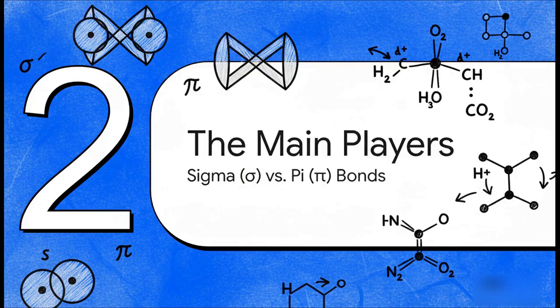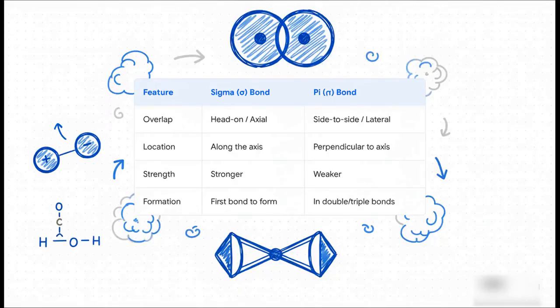Okay, so we know bonds are all about that overlap. Now, let's meet the two main types you're going to see everywhere, sigma and pi bonds. You can think of them as a direct, head-on connection versus a parallel, side-by-side connection. This table lays it out perfectly. A sigma bond, that's your strong, direct, head-on collision right between the two atoms. It's always the first bond that forms. Pi bonds, on the other hand, are a bit weaker. They're the side-to-side overlaps that happen above and below that main sigma bond axis. You're only going to find these guys in double or triple bonds.